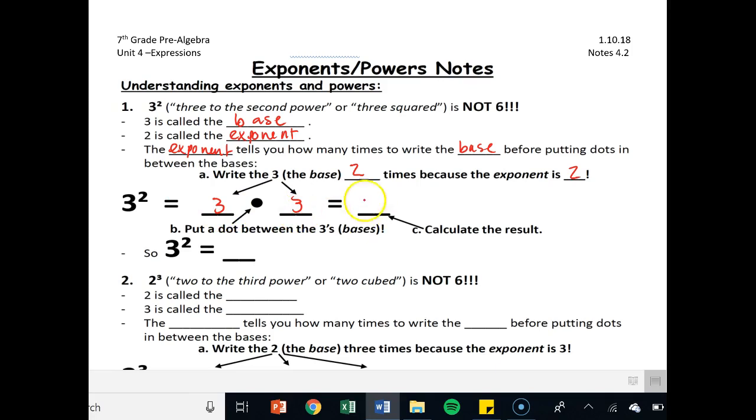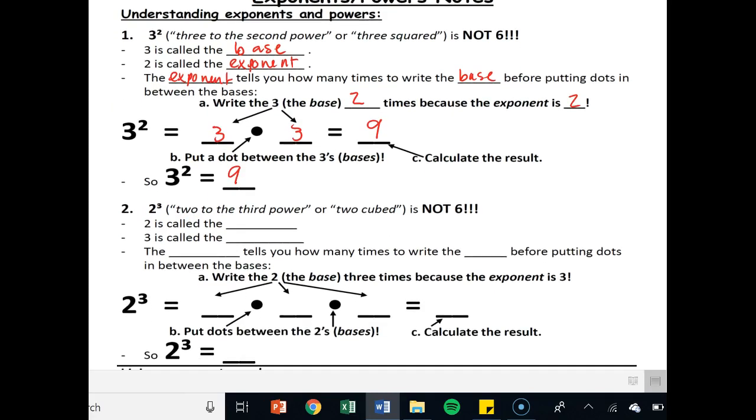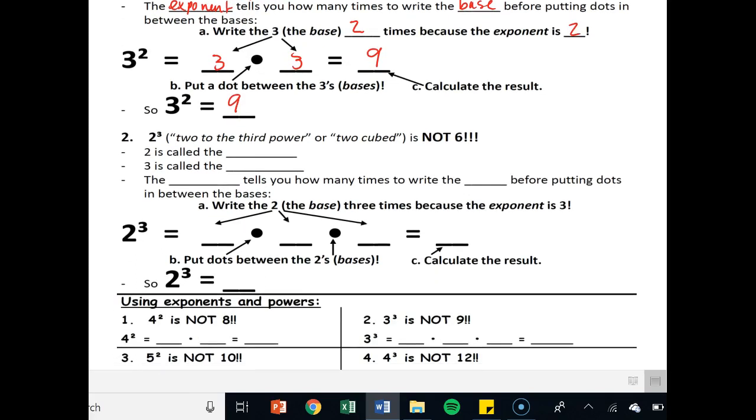I have 2 3's, right? And that is equal to 9, right? The dot in between the 3 bases means multiplication, right? So 3 squared, or 3 to the second power, is 9. Right? 2 to the third power, or 2 cubed, when it's 2 to the 3 we call it cube, anything to the 3 we call it cubed, is not 6.